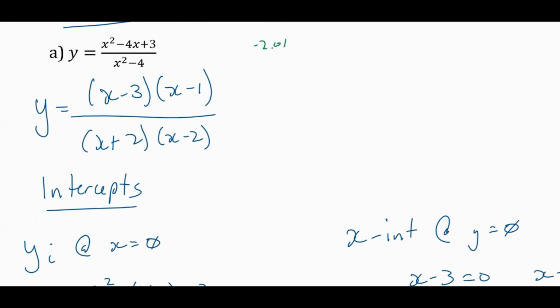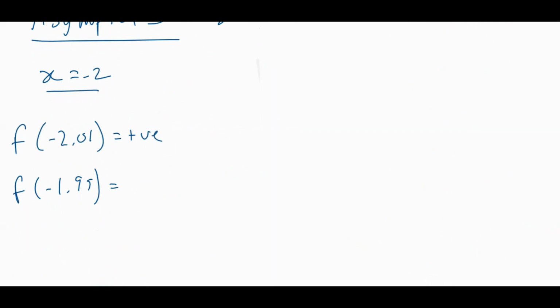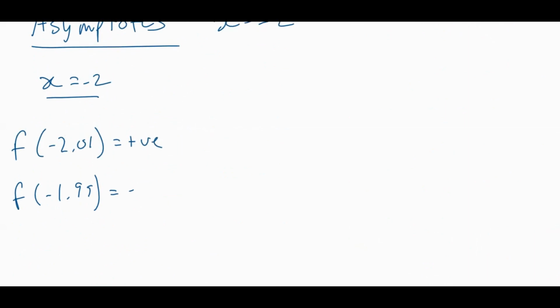If I do -1.99, minus 3 still negative, minus 1 still negative, minus 2 still negative, but -1.99 plus 2 is now positive. So now I have 3 negatives and a positive. That's a lot faster, more efficient than punching it into your calculator. But if you can program your calculator and do it that way, that's fine too. And if you do it that way, you could check more than one value. You could check -2.01 and -2.001 if you really want to make sure that the asymptote's there.